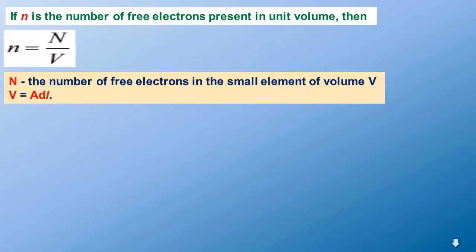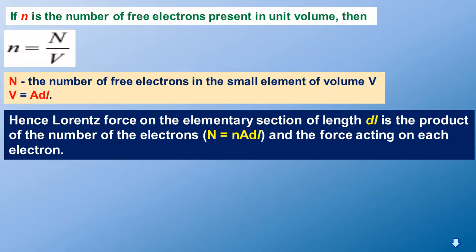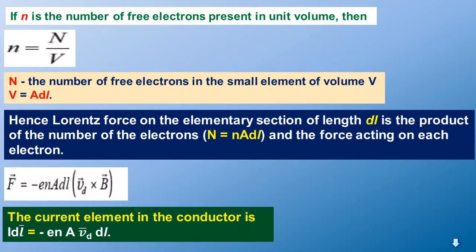Hence, the Lorentz force on the elementary section of length dl is the product of the number of electrons, N, which is equal to nAdl, and the force acting on each electron. Here the force is acting on each electron. Therefore, the force F is equal to minus e into nAdl into Vd vector into B vector.